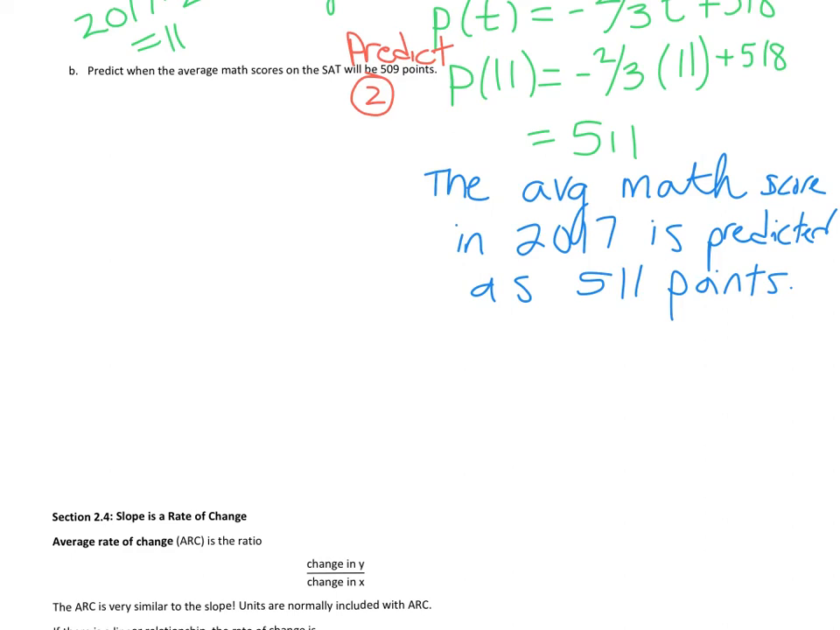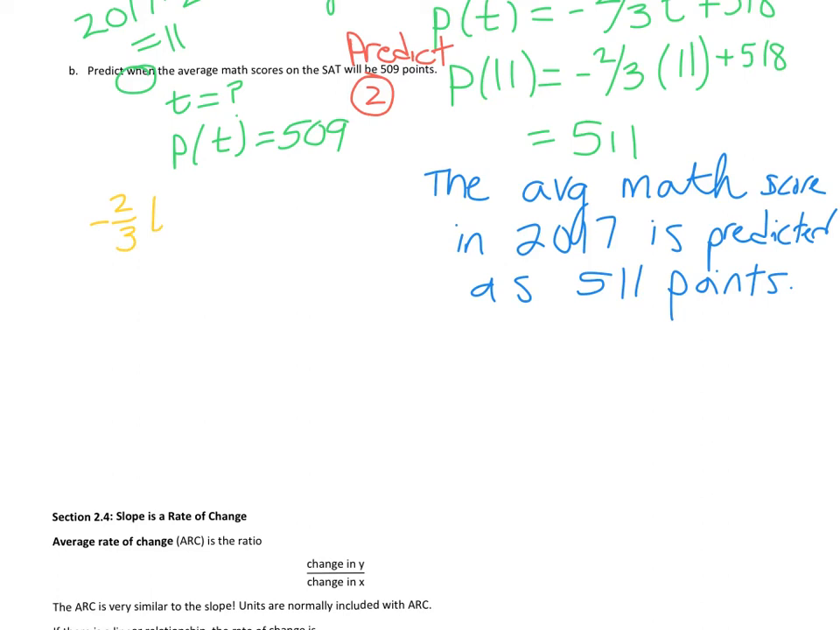Now that we have our linear model, part B is going to be a little bit faster. It says predict when the average math score will be 509 points. So key word, we're trying to find when. So this means we have to find our t. All right, and we're given the p-value, how many points? We're given 509 points. Okay, so let's see how we set this up. Feel free to pause it, come back and watch how we should solve it.